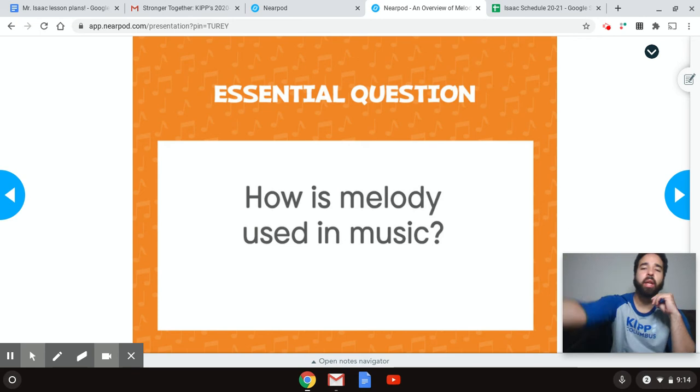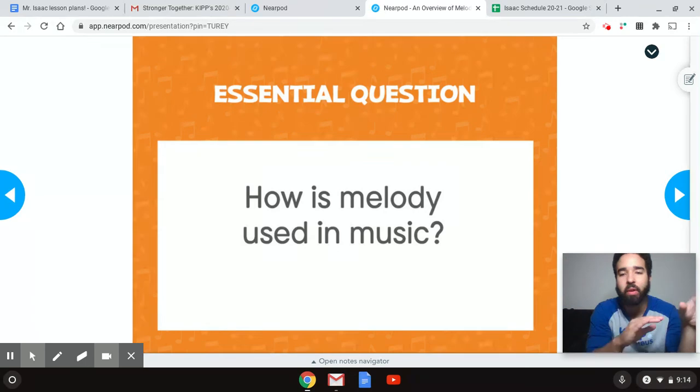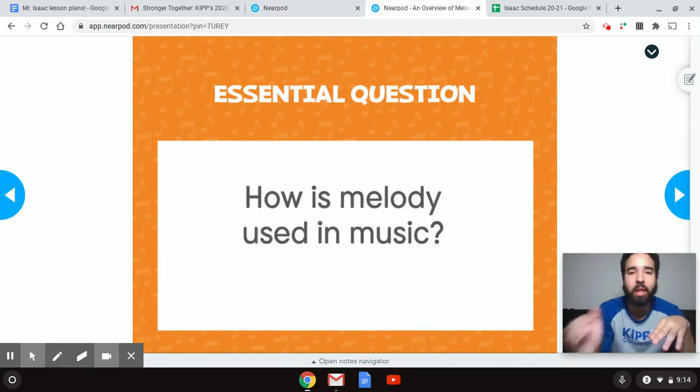Okay. So again, our essential question: how is melody used in music? If you're not following along in the Nearpod already, go ahead and click the link to the Nearpod and just follow along with me as I click next through this Nearpod, so that we're moving together at the same time.